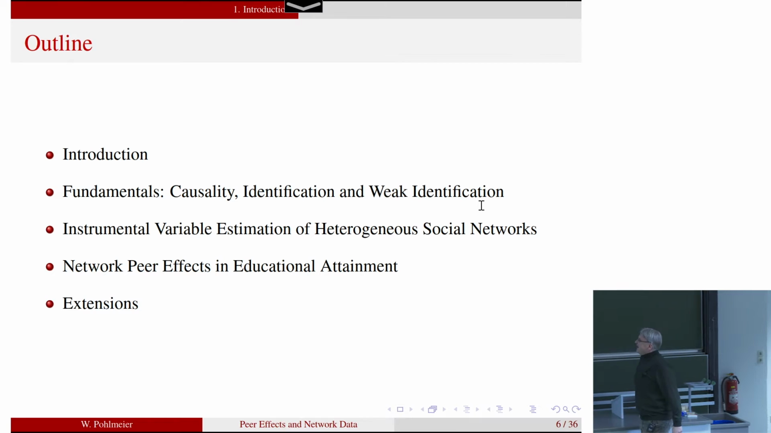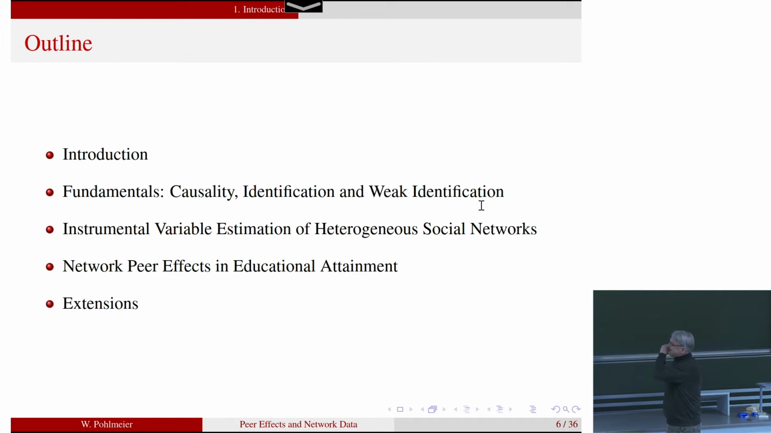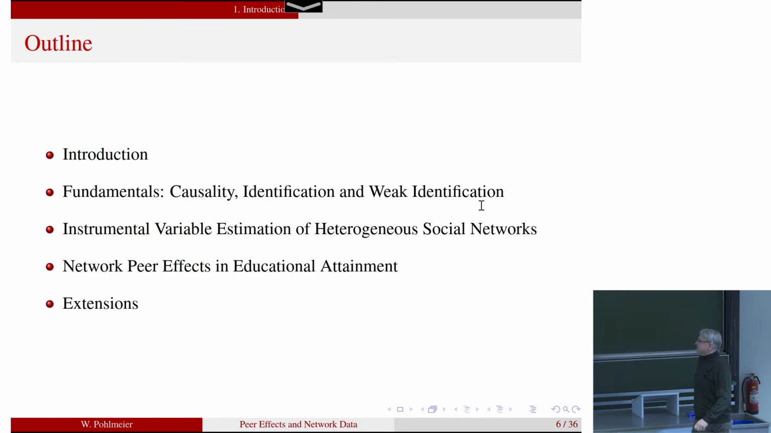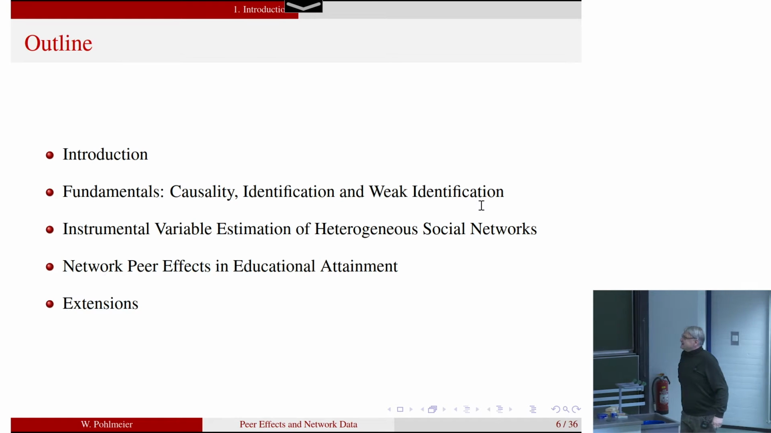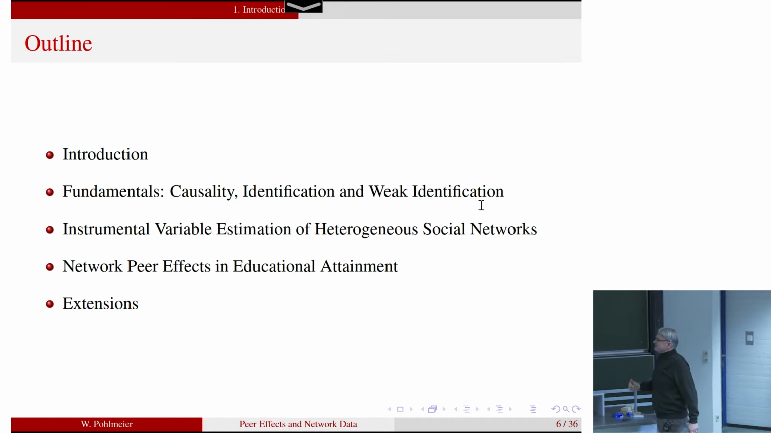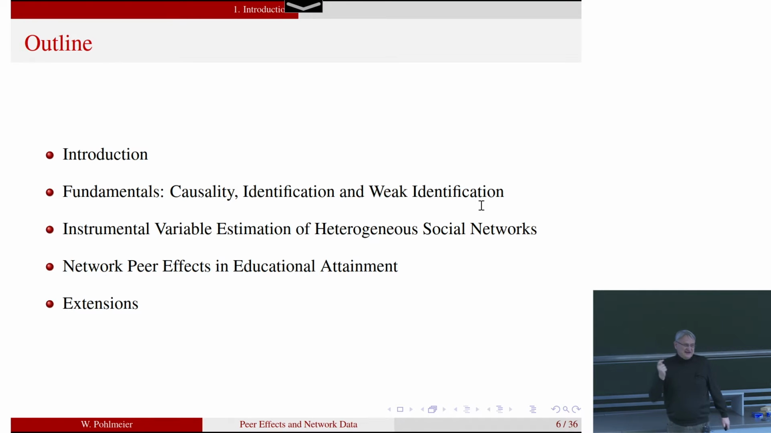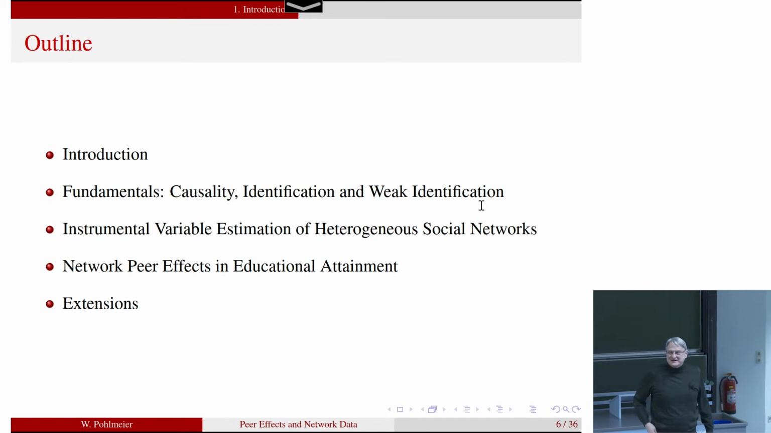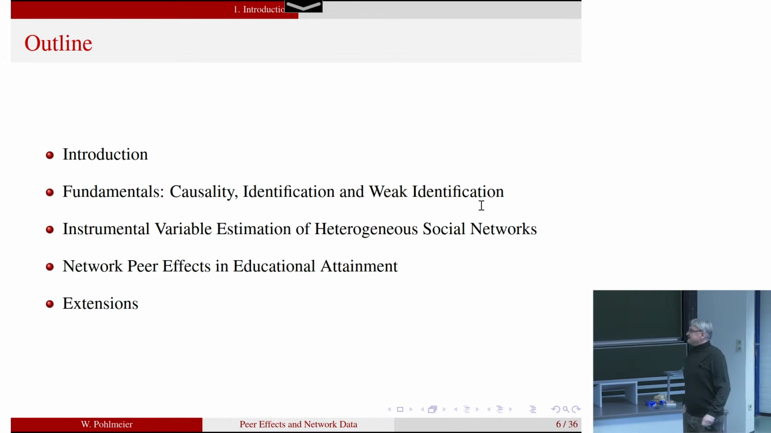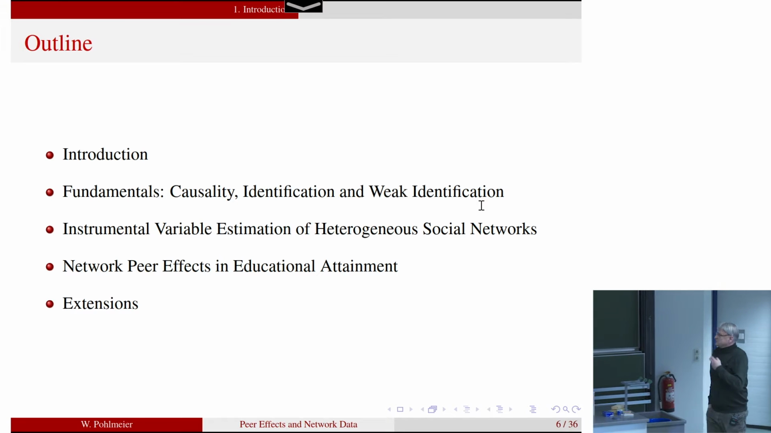And so my outline will be, first I will talk about some of the fundamentals of this approach, that is the distinction between causality and correlation, about the identification, and then the weak identification problem that arises in certain networks.